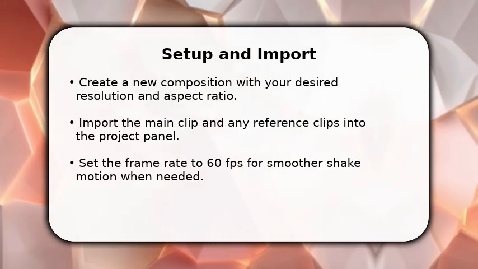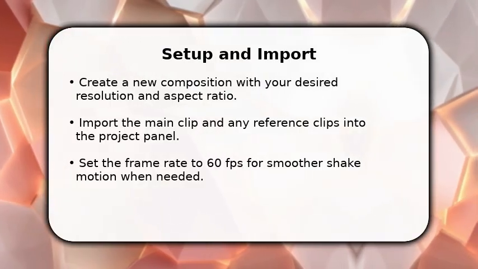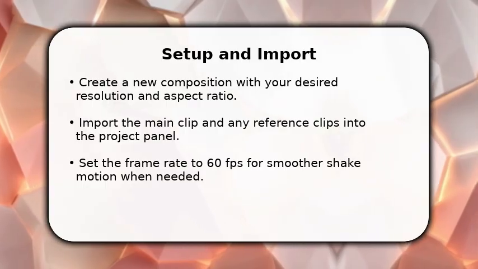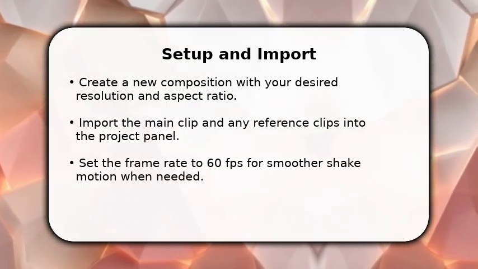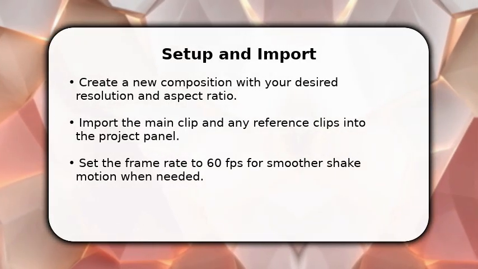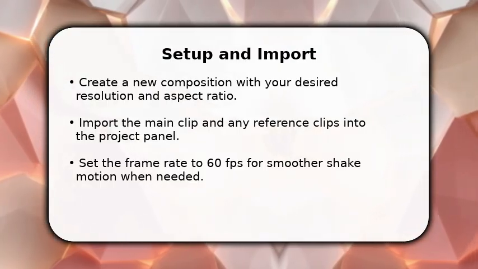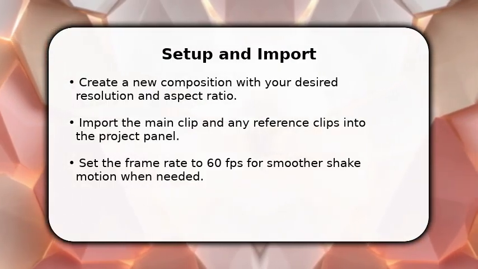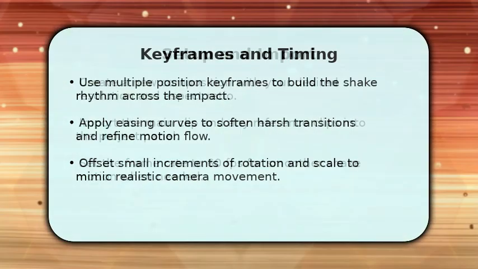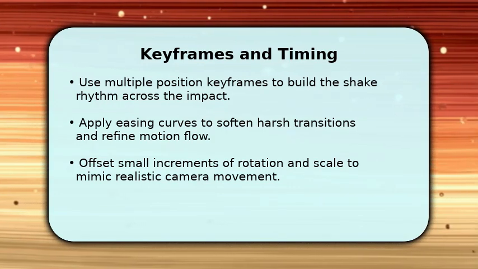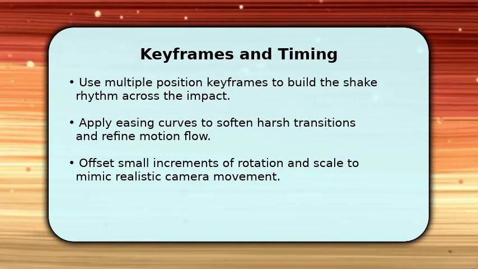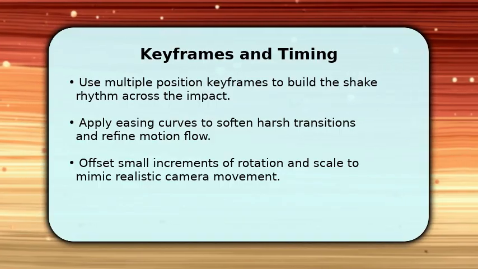Add a position keyframe at the beat, then offset neighboring keyframes slightly to create a jittery, punchy motion that reads well on screen. Refine timing by splitting your clips and staggering keyframes to create rhythm and impact. Use easing curves to soften sudden jumps and experiment with exponential or cubic curves for smoother transitions.